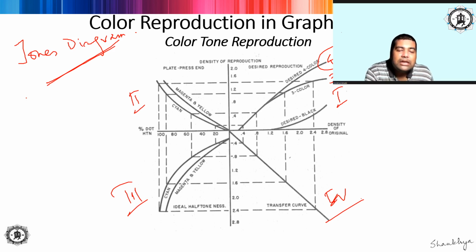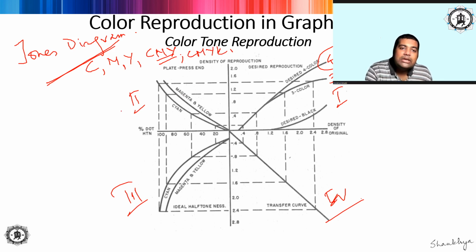So for example, you have taken out prints from each of the inks. That means you have a print for CMY as well as CMYK, right? So this is the 3-color data that you have plotted over here, and as well you have the CMYK data, which is your optimal, that you have plotted over here, right? Now in quadrant 2, this is known as your plate press end. That means this is ultimately your press data.